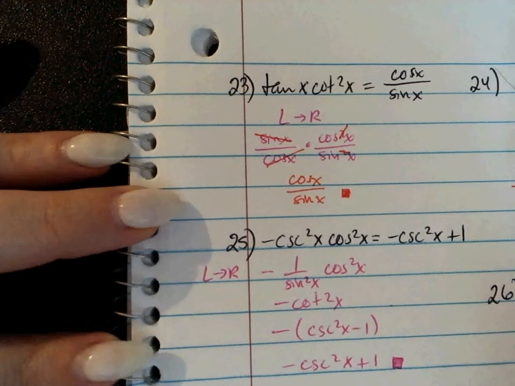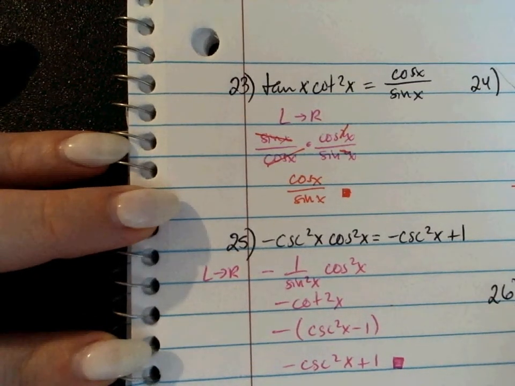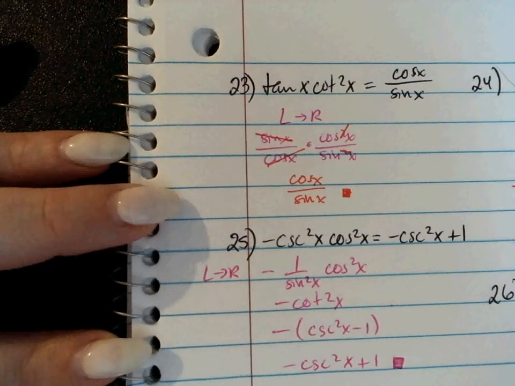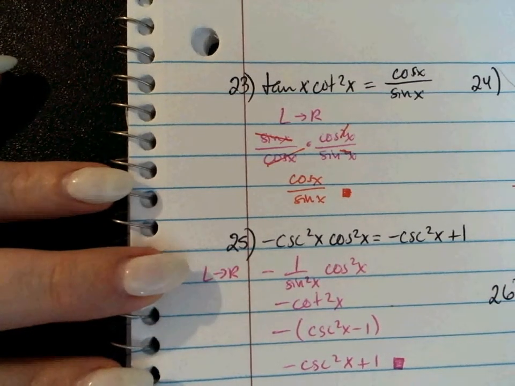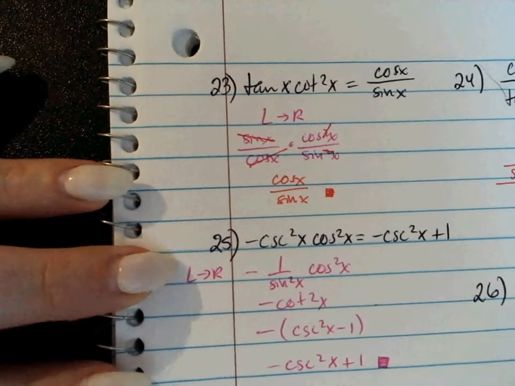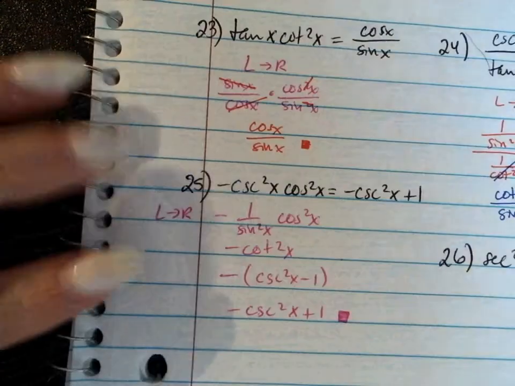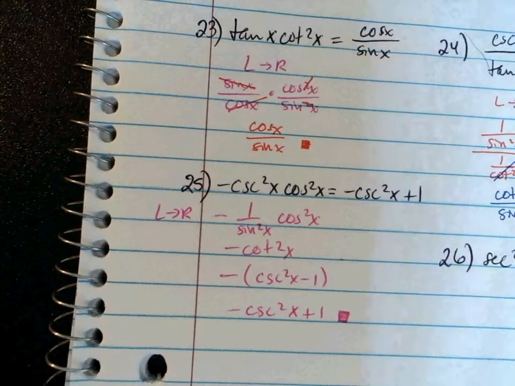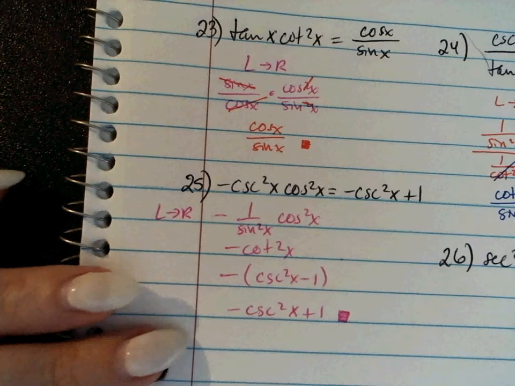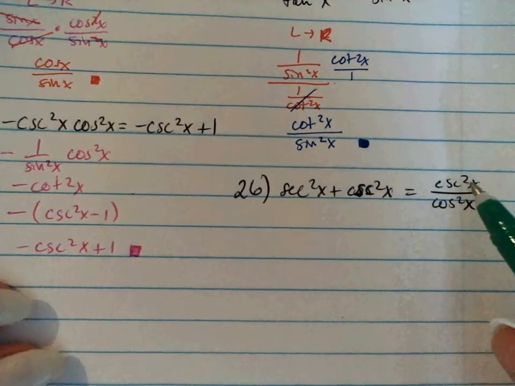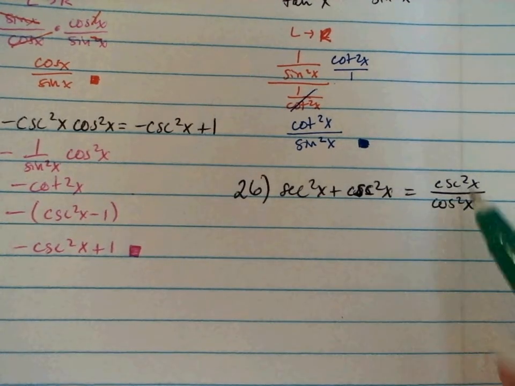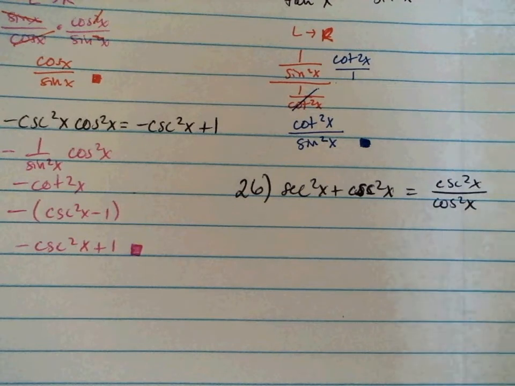26 says secant squared plus cosecant squared equals cosecant squared divided by cosine squared. So I am going to work the left-hand side, but I'm going to make sure that I'm aware of what my goal is. My goal is cosecant squared over cosine squared, but here's the thing. Cosecant squared in the numerator is the same thing as sine squared in the denominator, so my goal is 1 over cosine squared times sine squared, in essence.